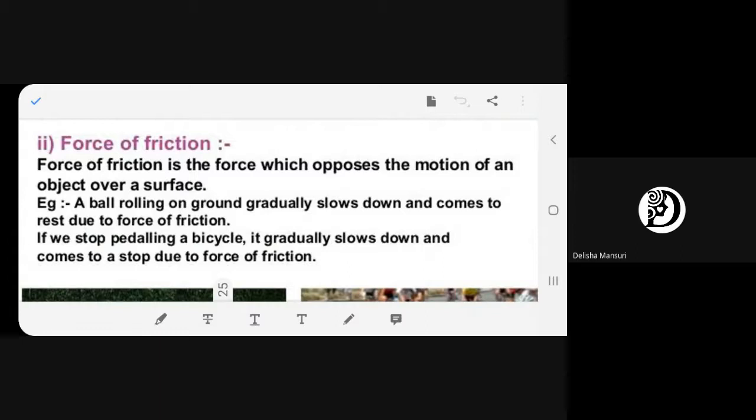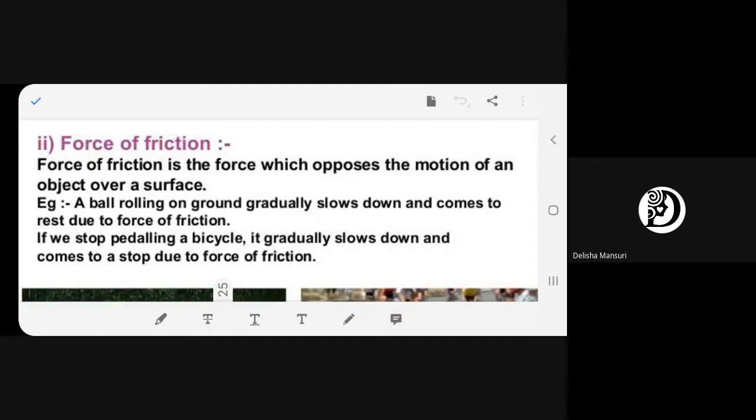See, what is force of friction? Please read. Force of friction is the force which opposes the motion of an object over a surface. Example: a ball rolling on the ground gradually slows down and comes to rest due to force of friction. If we stop pedaling a bicycle, it gradually slows down and comes to a stop due to force of friction.